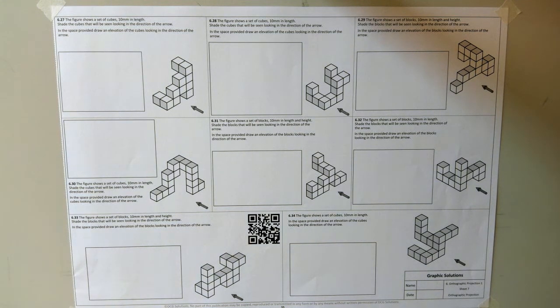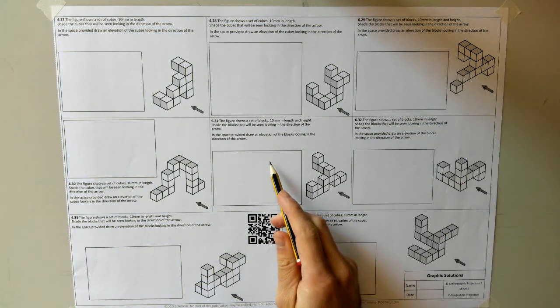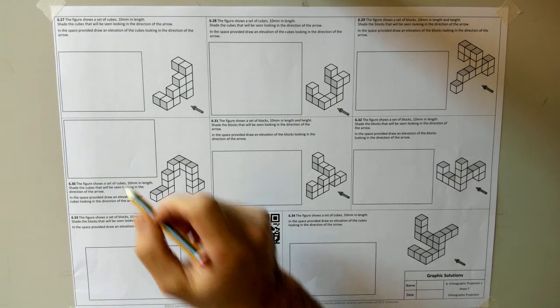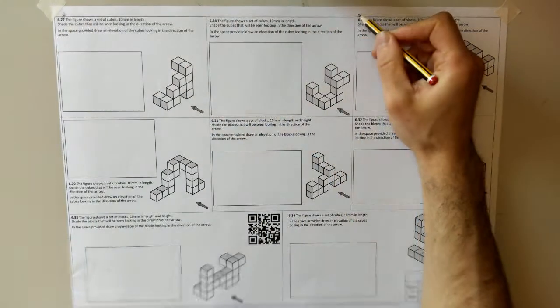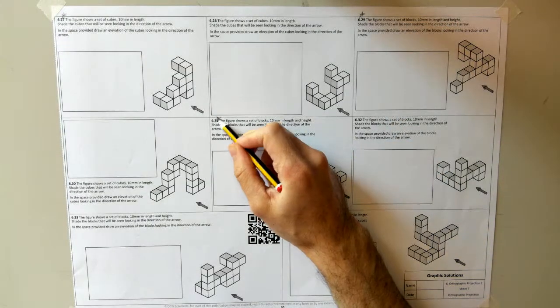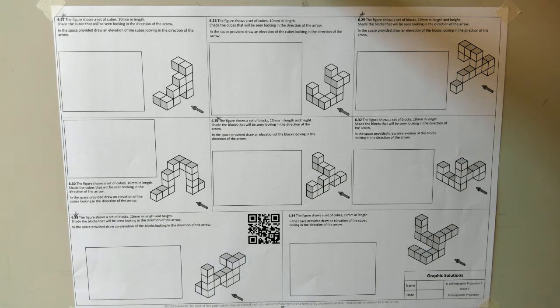First activity I'm going to do is 6.27, then I'm going to go to 6.29, 6.31 and then 6.33. So 6.27, 29, 31 and 33.